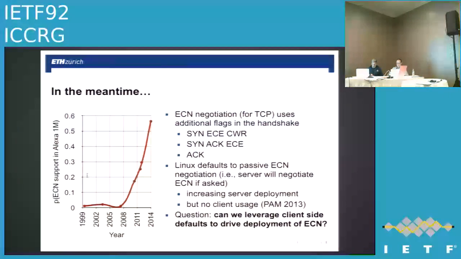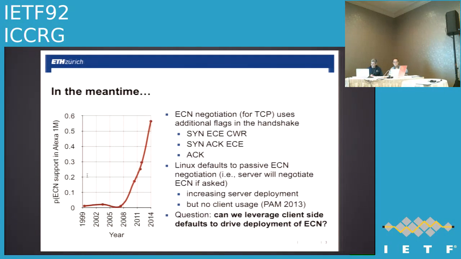And basically, what we're seeing here is the fact that Linux defaults to TCP ECN equals 2. So it'll do passive ECN negotiation. If you send it a SYN ECE CWR, it will send you back a SYN-ACK ECE, and it will start marking packets on both sides. ECT0 marking, not CE marking, unless there's a middlebox in the way, which we'll talk about in a moment. So the server will negotiate ECN if asked, but no one is asking, right?